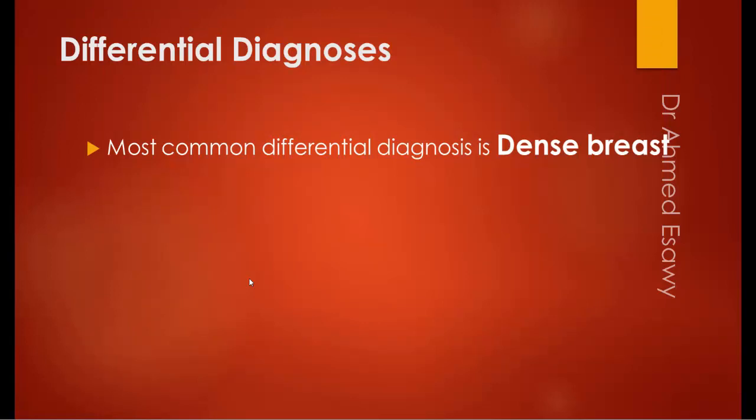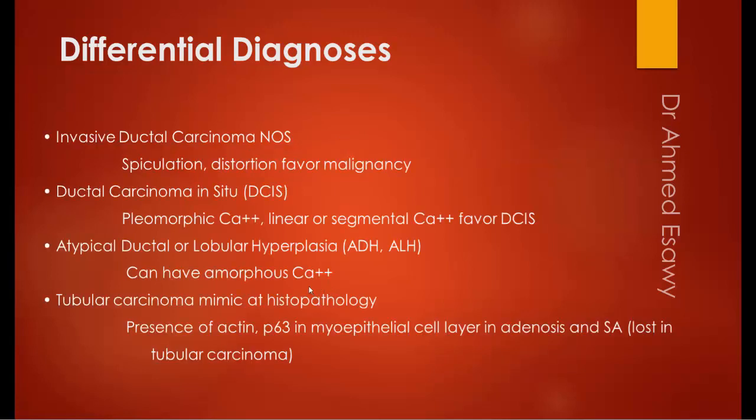Differential diagnosis of fibroadenosis: the most common differential diagnosis is dense breast. Another is invasive ductal carcinoma, presenting with spiculation and distortion, favoring malignancy. Ductal carcinoma in situ presents with pleomorphic calcification, linear or segmental calcification. Atypical ductal or lobular hyperplasia can have amorphous calcification. Tubular carcinoma mimics at histopathology; the presence of actin and the myoepithelial cell layer, p63, in adenosis and sclerosing adenosis is lost in tubular carcinoma.